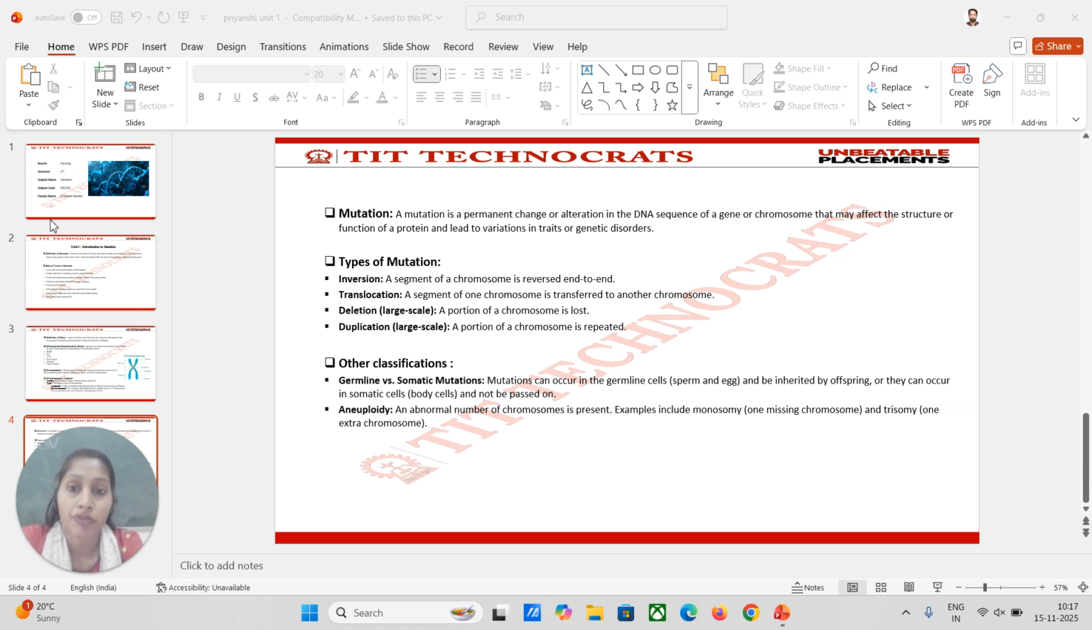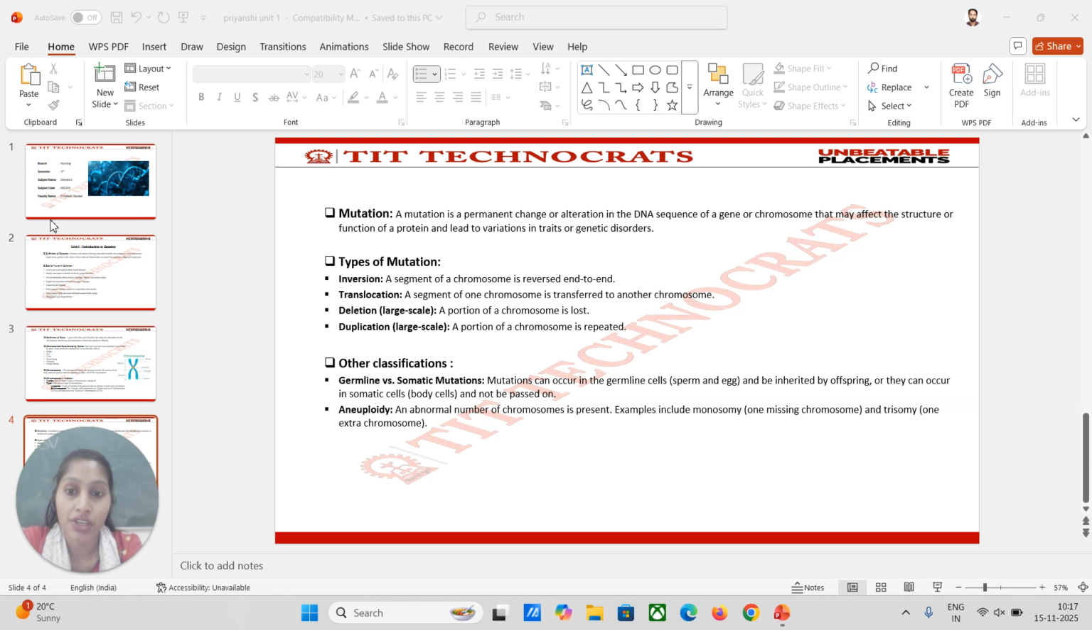Then, types of mutation. There are four types: first, inversion; second, translocation; third, deletion; and fourth, duplication. Inversion: a segment of a chromosome is reversed end to end. Translocation: a segment of one chromosome is transferred to another chromosome. Deletion: a portion of a chromosome is lost. Duplication: a portion of a chromosome is repeated.